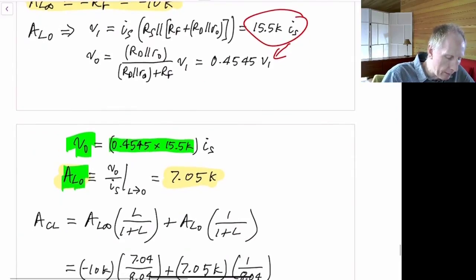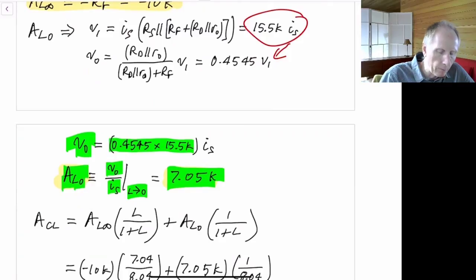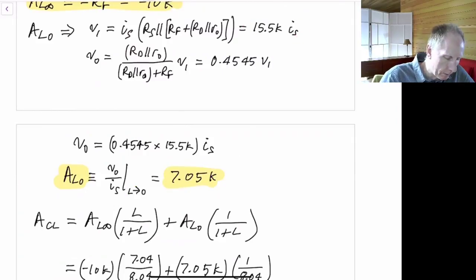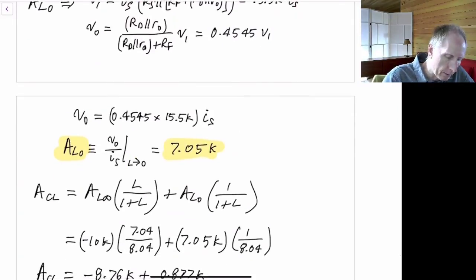So A sub L naught, which is the gain from I sub S to V out when L goes to 0, is just multiplying those two together, which gives us 7.05K. And again, the units of this is volts per amp.